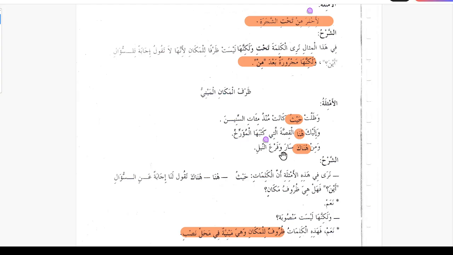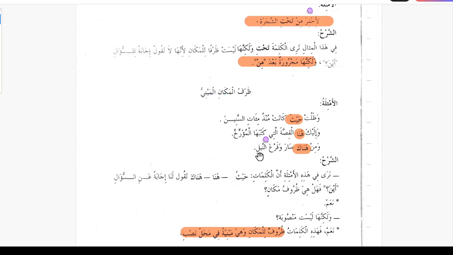وَمِنْ هُنَاكَ سَارَ وَفَرَ النَّيْلِ, and from there he walked, where the river Nile branched out, he walked by that river. Again, this is from the main lesson, but here you just note that hunaka is zarful makan.